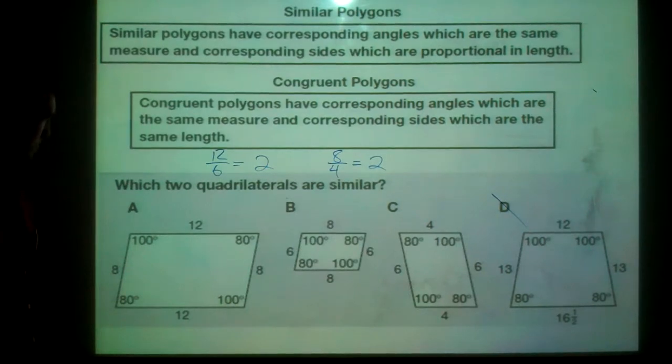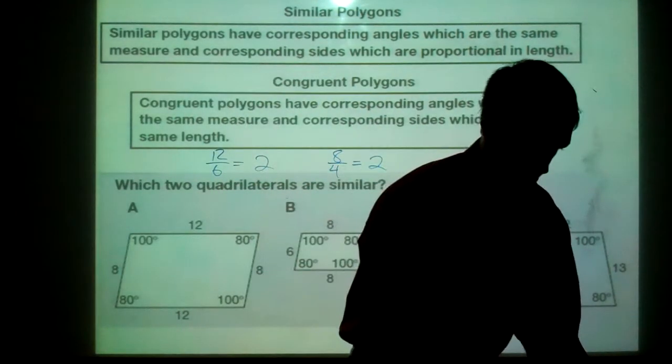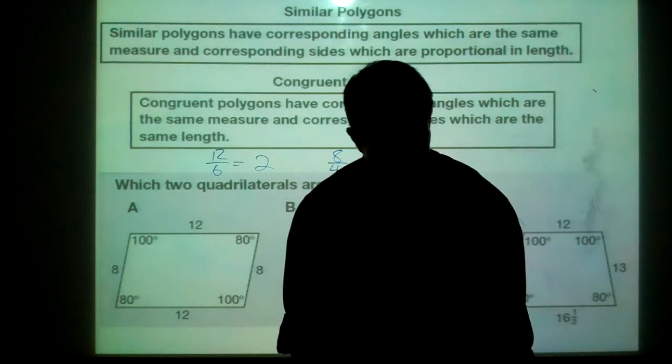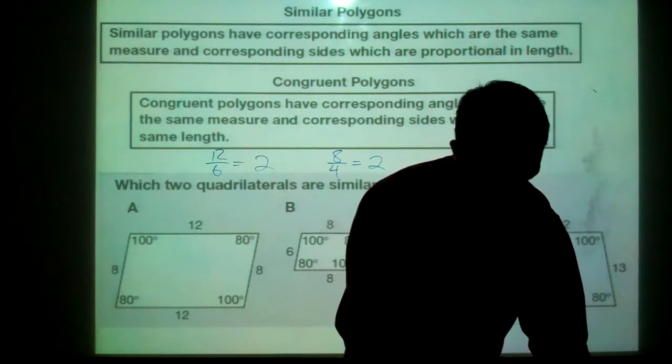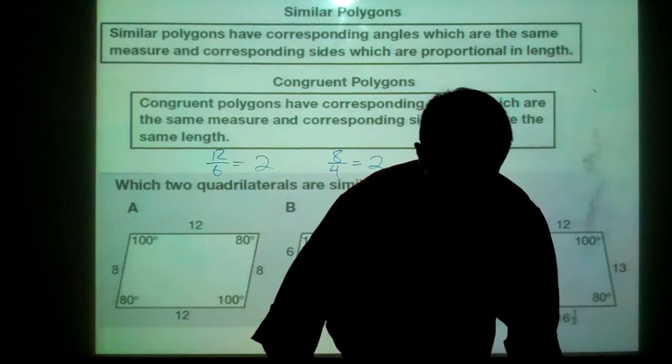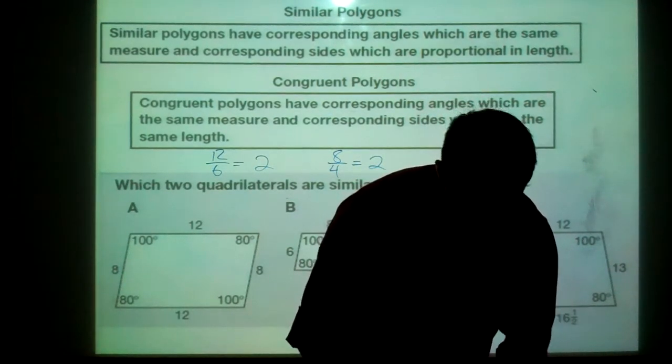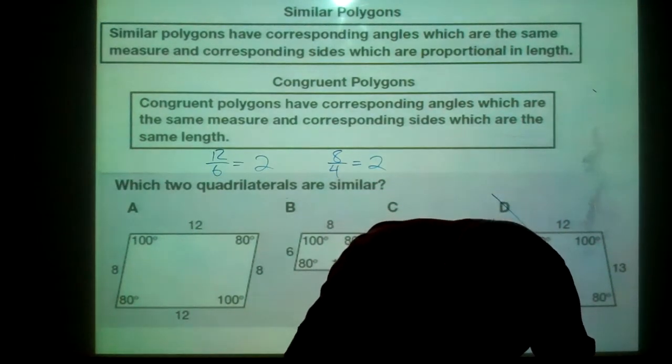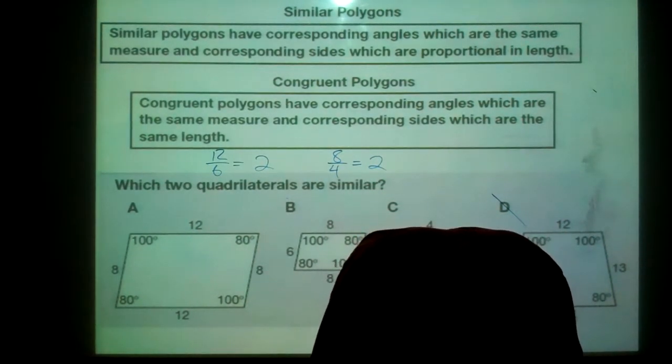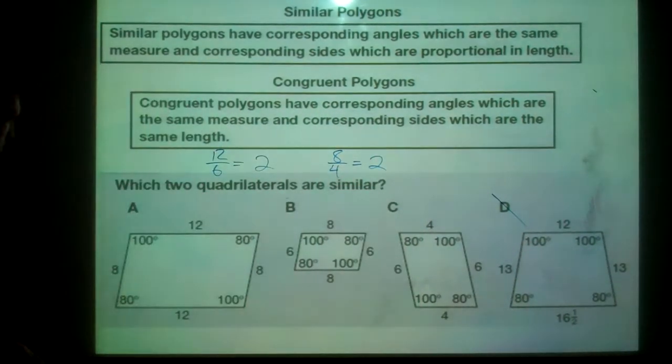Alright, so it appears that since this side and this side are proportional to this side and this side, and then the other two are the same, that A and C should be the similar ones. I just want to make sure that we've got that right, and I think we do. It says A and C are similar. That's what I would say.